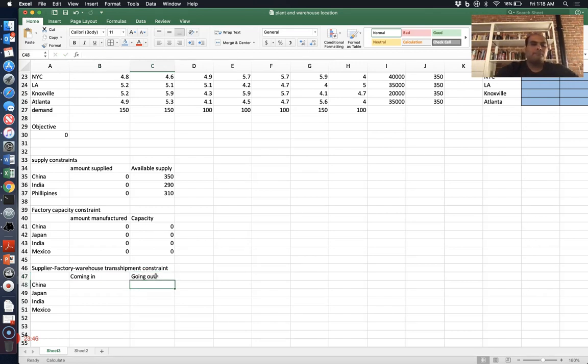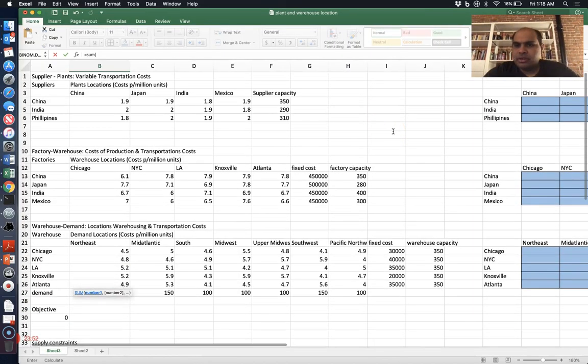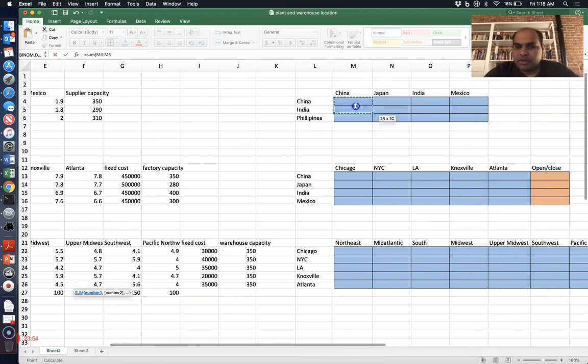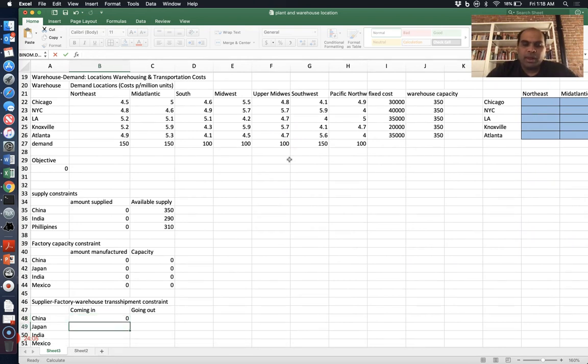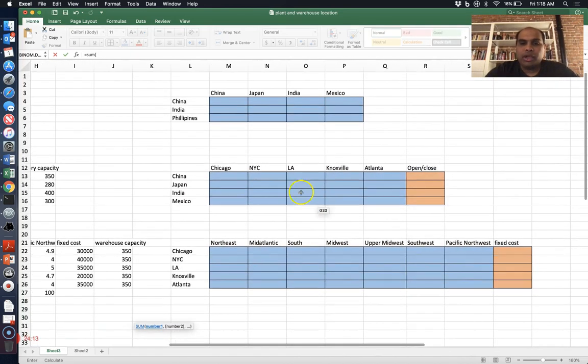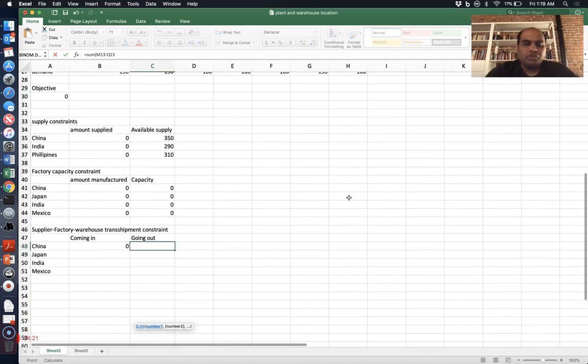everything going out. So everything coming into the Chinese plant location, this comes from the first set of decision variables. Everything coming in to the Chinese plant location from the three suppliers in China, India, and Philippines. So that's everything coming into the Chinese plant location, and this should be equal to everything going out of the Chinese plant location. So this is the sum of everything going out of the Chinese plant location, right? Everything coming into the Chinese plant location should be equal to everything going out of it.